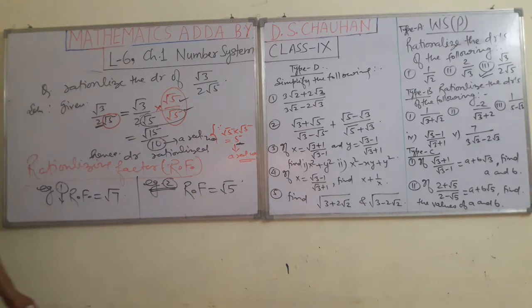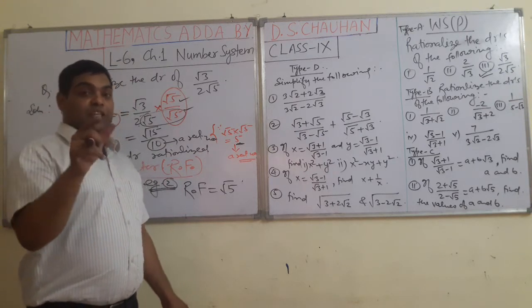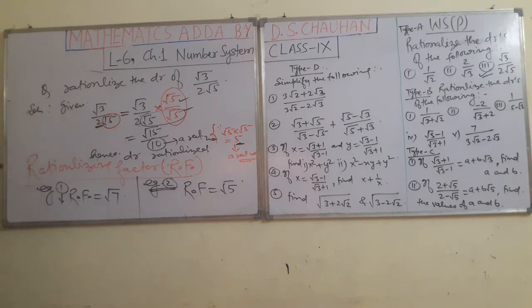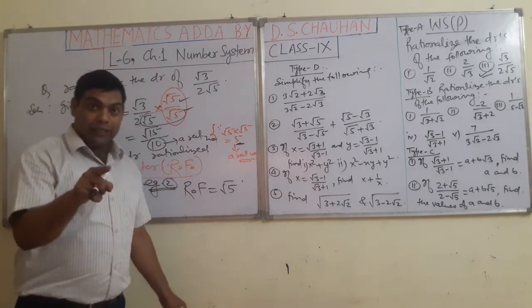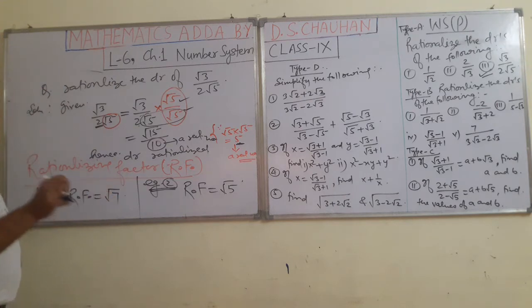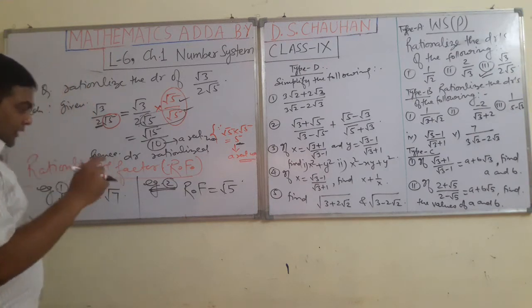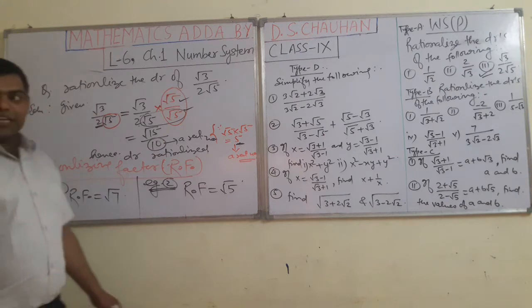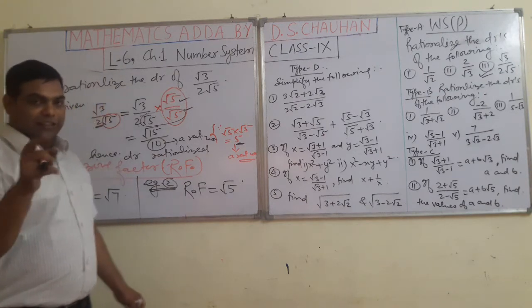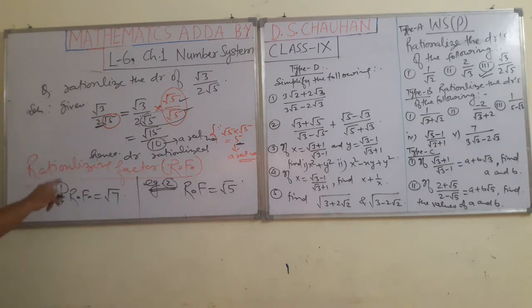I hope all of you are satisfied. So, what will be the rationalizing factor? The number by which we multiply the numerator and denominator is called the rationalizing factor. I mean, such a factor which takes the place to convert an irrational number into a rational number is called a rationalizing factor. I am giving you the definition here. You try to see it.